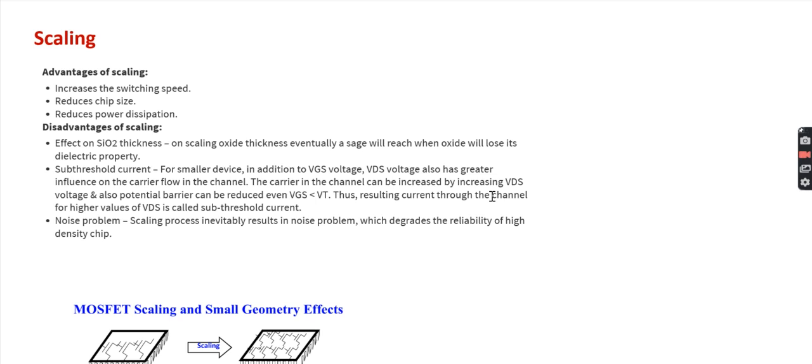Then the second thing is that there will be a sub threshold current problem if you do the scaling. The sub threshold current will happen for small devices, where in addition to the gate to source voltage, the VDS voltage also has a greater effect. Next, there will be a noise problem. So these are some disadvantages.